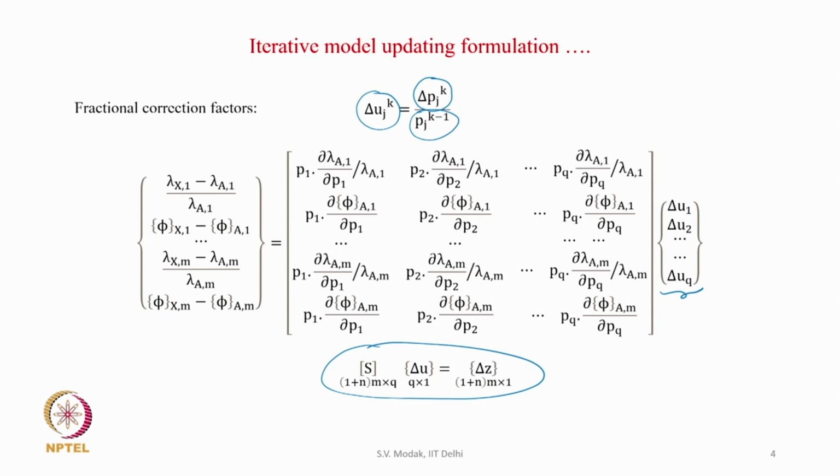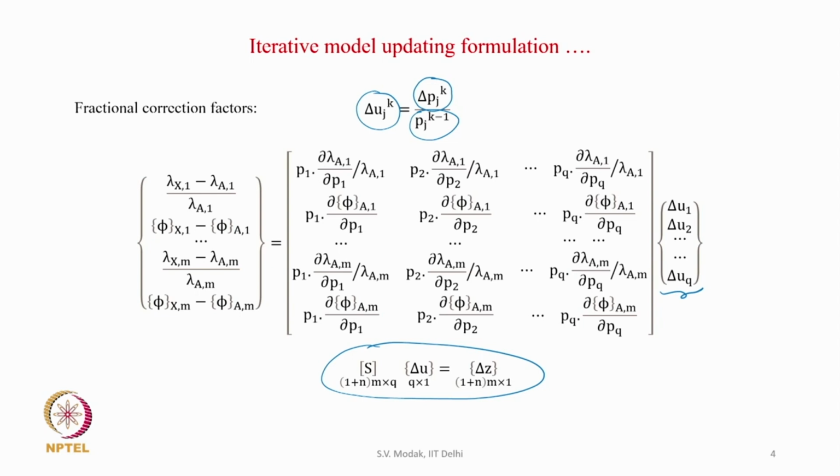So, here the matrix S is of the order 1 plus n into m into q. The number of columns in matrix S is equal to the number of updating parameters, and the number of rows in matrix S is equal to the number of modes multiplied by 1 plus n, where n is the number of elements in the measured eigenvectors. That is nothing but the order of the sensitivity matrix. The order of the delta u vector is q by 1 because there are q updating parameters, and the order of delta z is 1 plus n into m into 1.